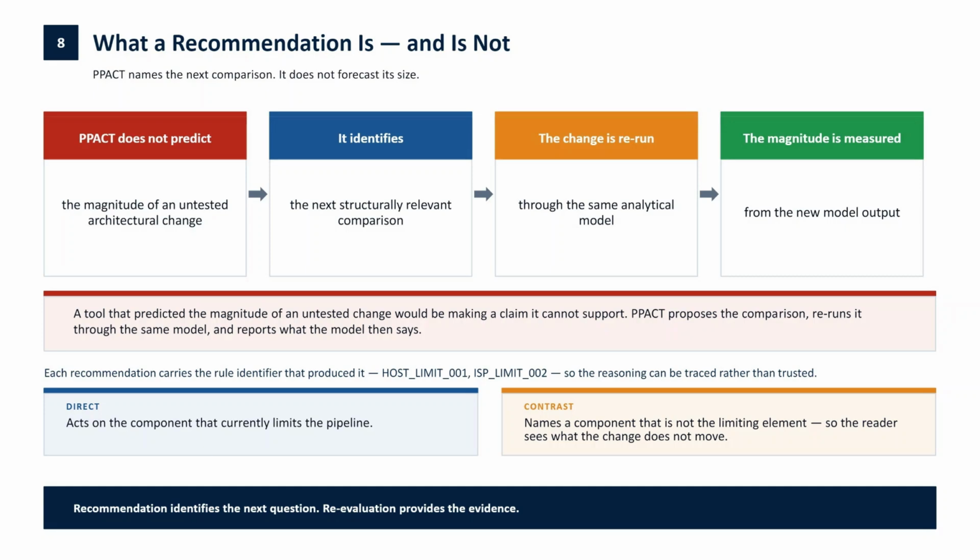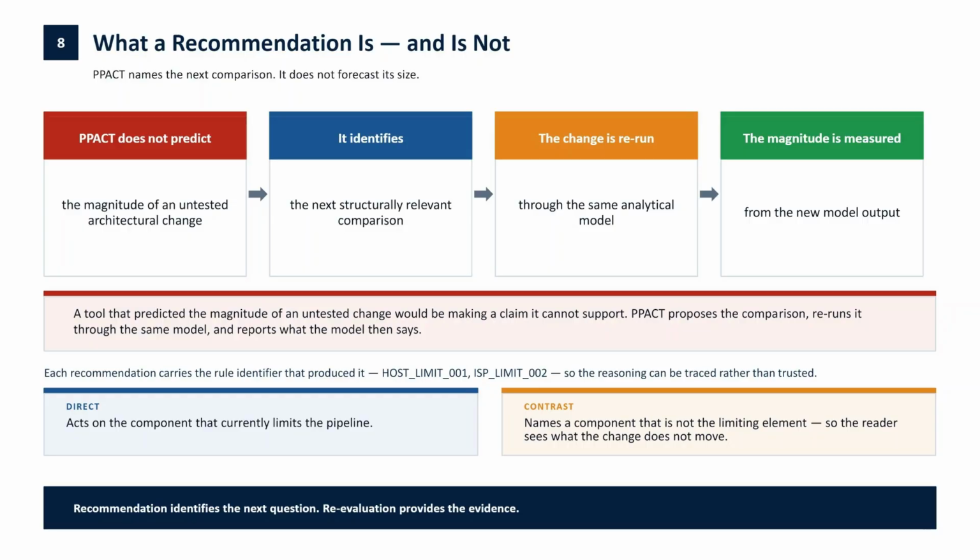2 items are classified as direct. The first is to compare an alternative host processor. The reason is that the host is the current limiting element. The associated rule identifiers are host limit 001 and ISP limit 002. The second is to move pre-processing away from the host, because this is expected to reduce host activity. The associated rule identifiers are host limit 001 and ISP limit 001.